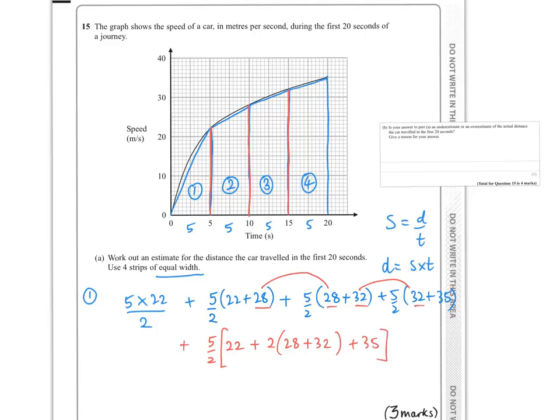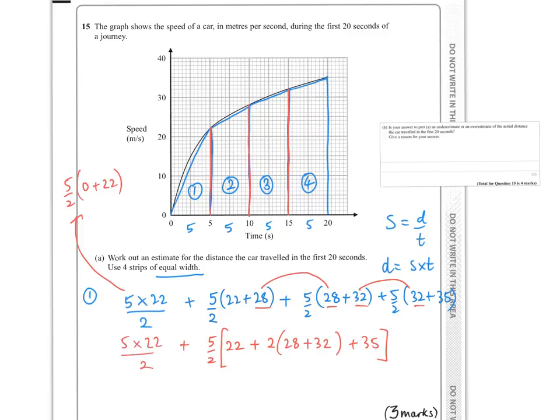And then our triangle is separate. Although at A level you can say here that this is a trapezium of which one of the heights is 0 and the other one is 22. So that would give the same answer. But we'll use a triangle here at GCSE. So we'll have 5 times 22 over 2.